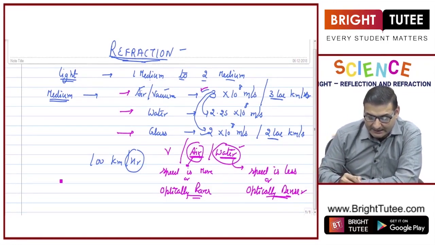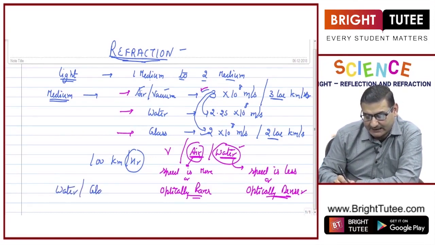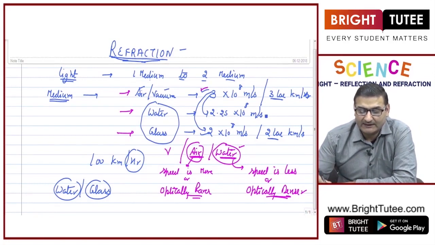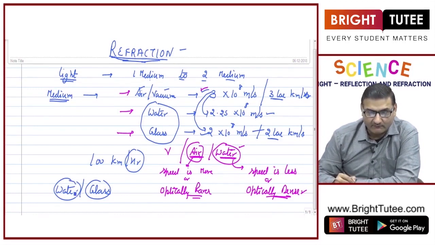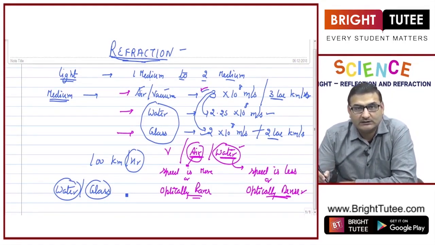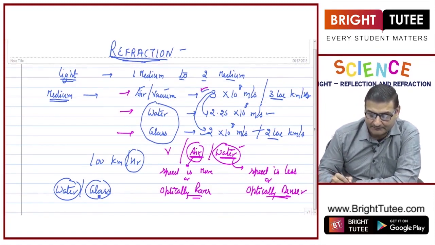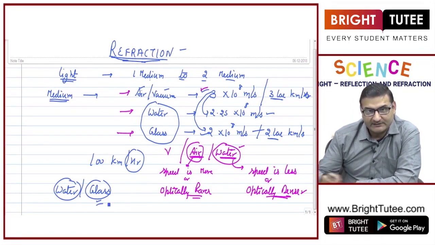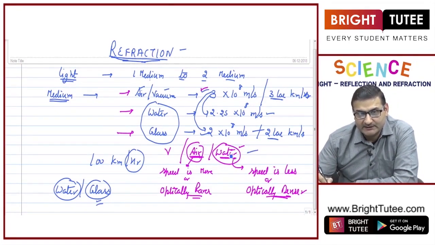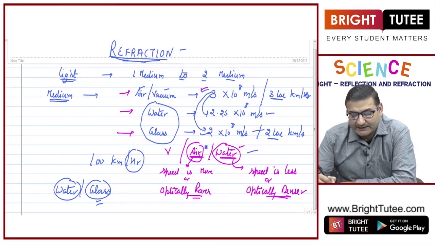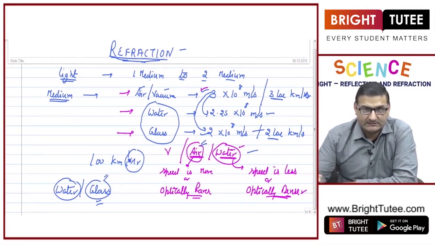But when I compare the speed of light in water and glass, I can see that among water and glass, the speed of light is more in water and less in glass. Therefore, among these two media, water is optically rarer medium as compared to glass. So, you can differentiate very well. Over here water was denser medium. Over here water is rarer medium, just because we are comparing it with air in one case and with glass in the other.